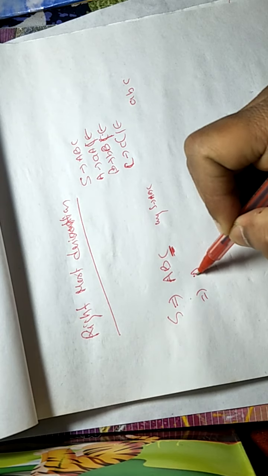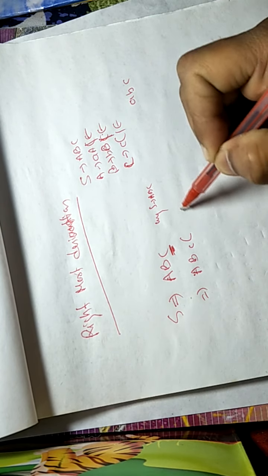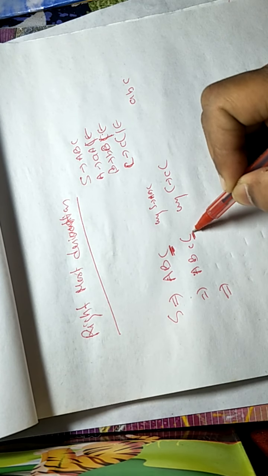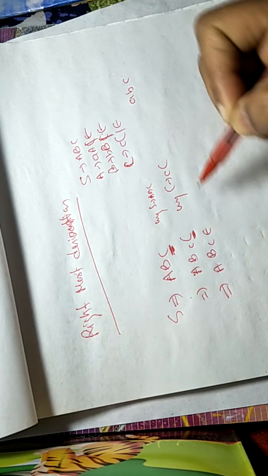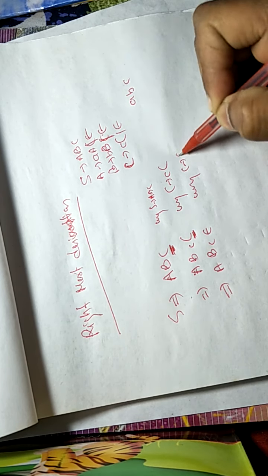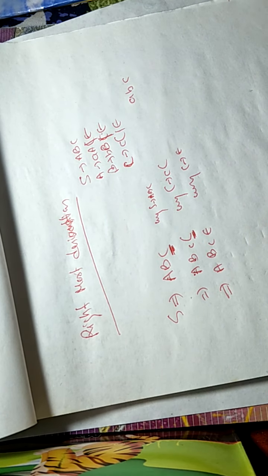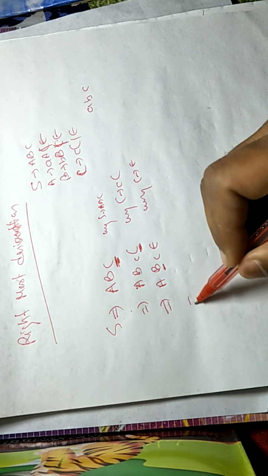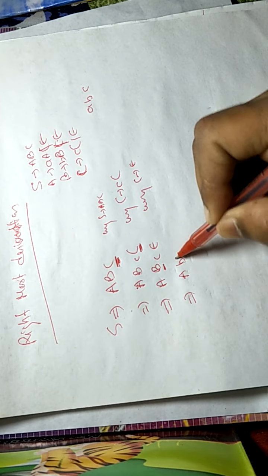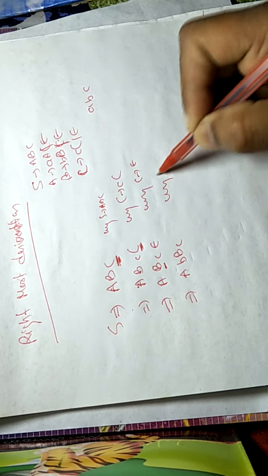So I am replacing it by cc using C tends to cc. Now this is the rightmost non-terminal, so I will replace this C by epsilon using C tends to epsilon. Now this B is the rightmost non-terminal. I will replace it by bb using B tends to bb.